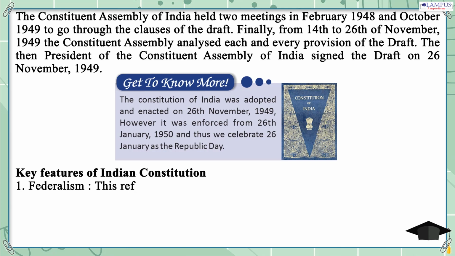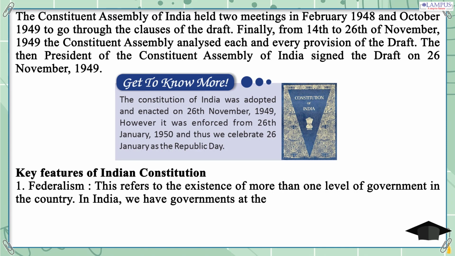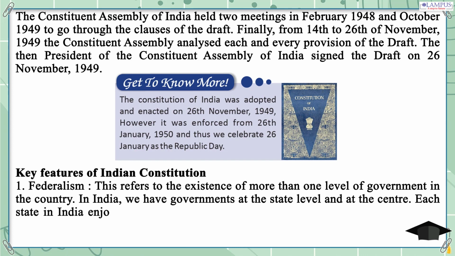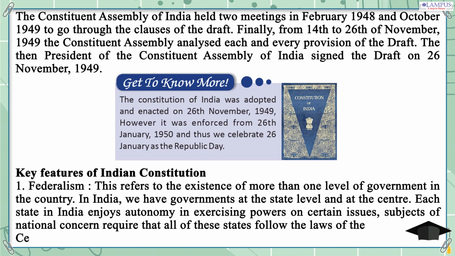1. Federalism. This refers to the existence of more than one level of government in the country. In India, we have governments at the state level and at the center. Each state in India enjoys autonomy in exercising powers on certain issues. Subjects of national concern require that all of these states follow the laws of the central government.